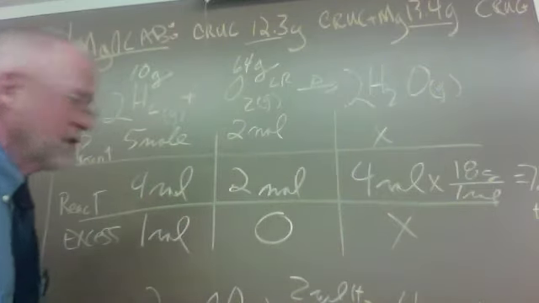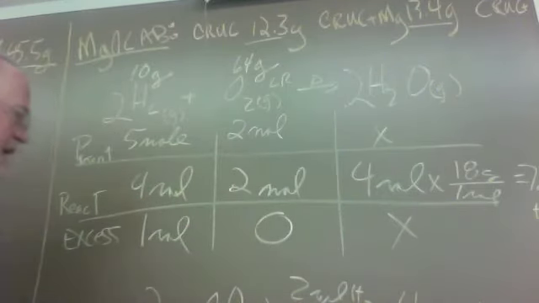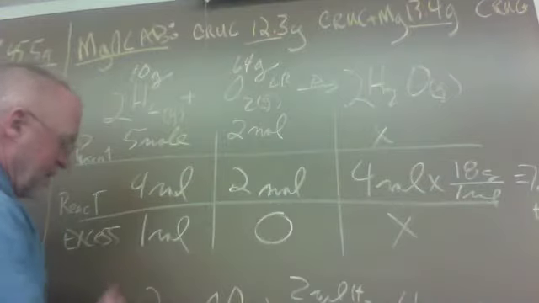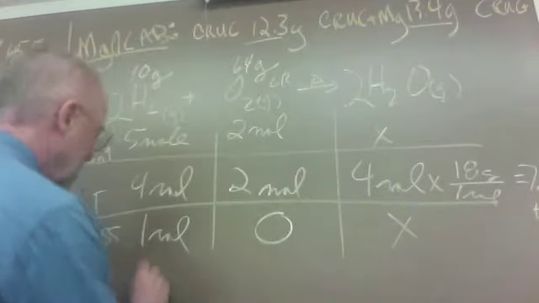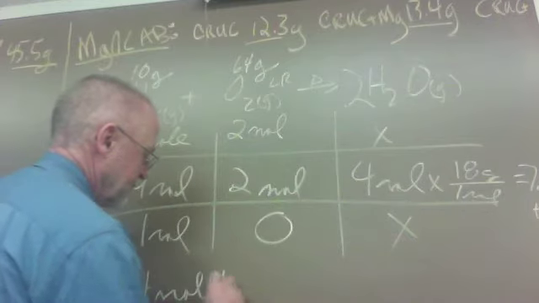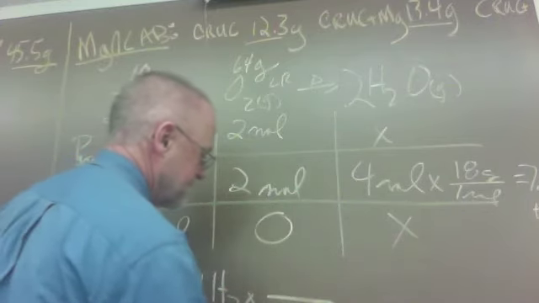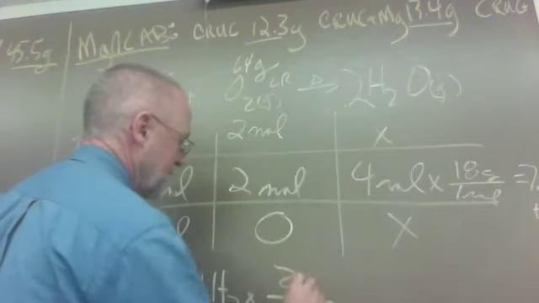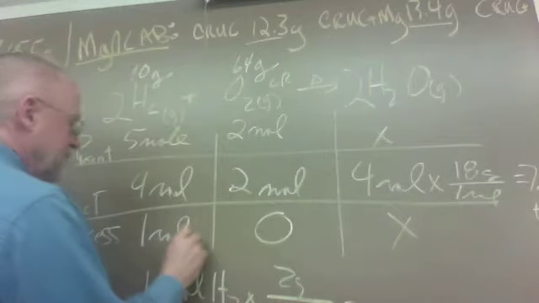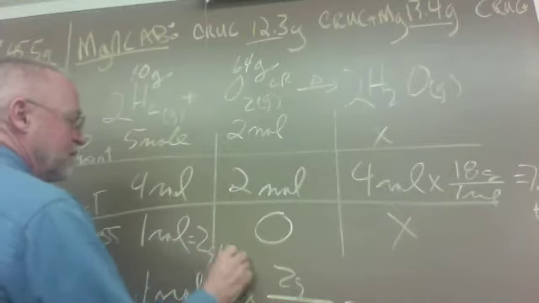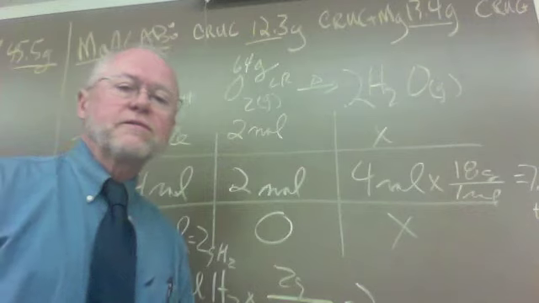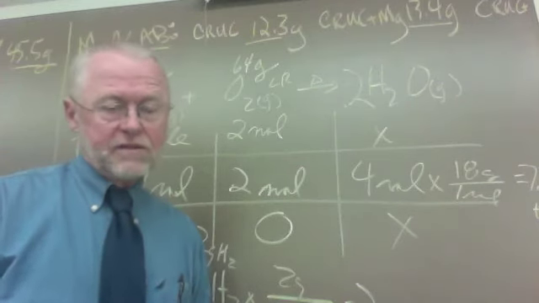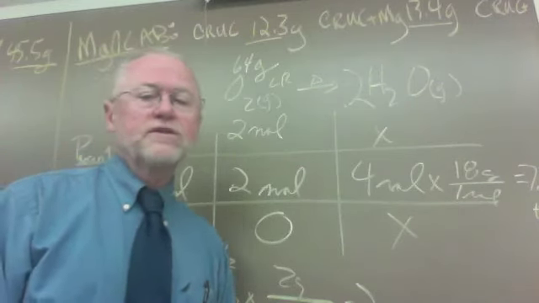And sometimes you have to report your mass of excess reactant. There's 1 mole of hydrogen left. And we can change that to grams quite easily too. 1 mole of hydrogen is 2 grams. So this is 2 grams of hydrogen. Okay, there we go. That's how to do a limiting reactant problem. Sometimes they're more complicated, but basically you always use.